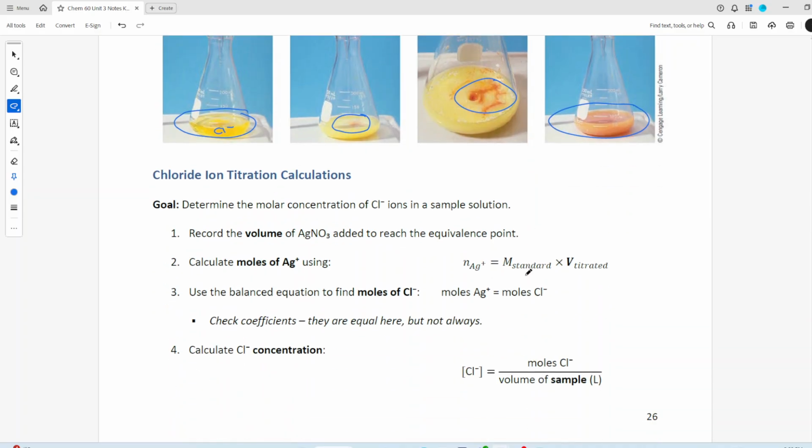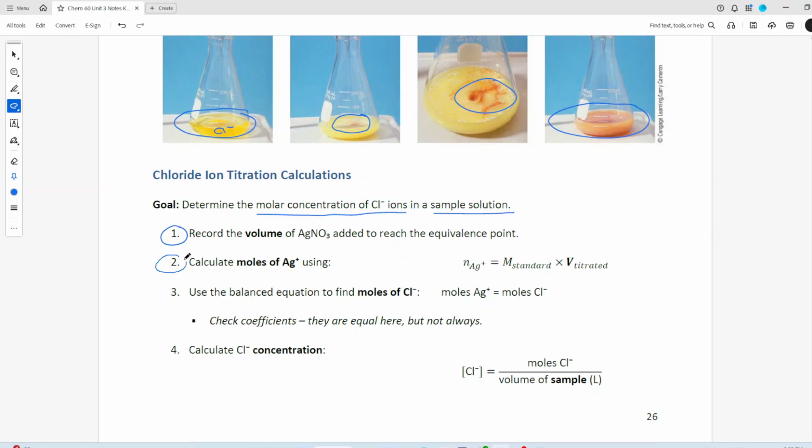And then our goal is going to be to determine the molar concentration of chloride ions in my unknown sample solution, which I just know contains a certain amount of chloride in it. The way that you're going to do this is we're going to record the volume of silver nitrate added to reach the equivalence point. So how much silver nitrate did we have to add until we reached that point where we just started precipitating the chromate?